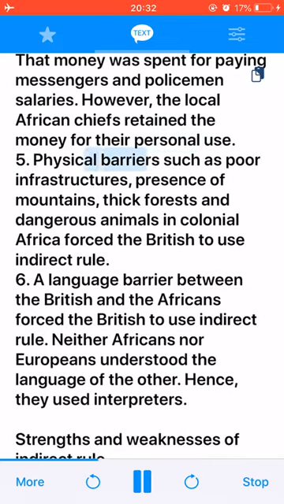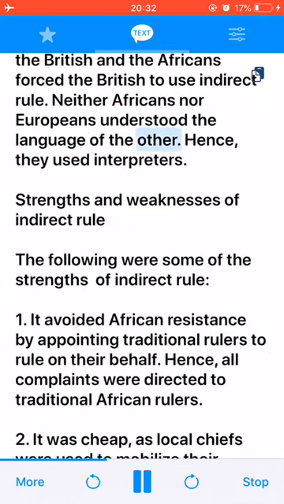5. Physical barriers such as poor infrastructures, presence of mountains, thick forests and dangerous animals in colonial Africa forced the British to use indirect rule. 6. A language barrier between the British and the Africans forced the British to use indirect rule. Neither Africans nor Europeans understood the language of the other. Hence, they used interpreters.